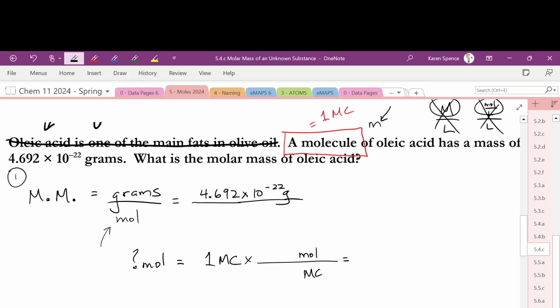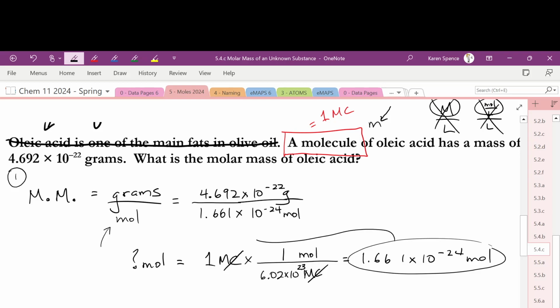Tell your partner, where does the 6.02 times 10 to the 23 go? Bottom. 6.02 times 10 to the 23 per 1 mole. And you get 1.661 times 10 to the negative 24. And that would be moles. Okay, so we take this number and we pop it back up in here, and then we do the division.